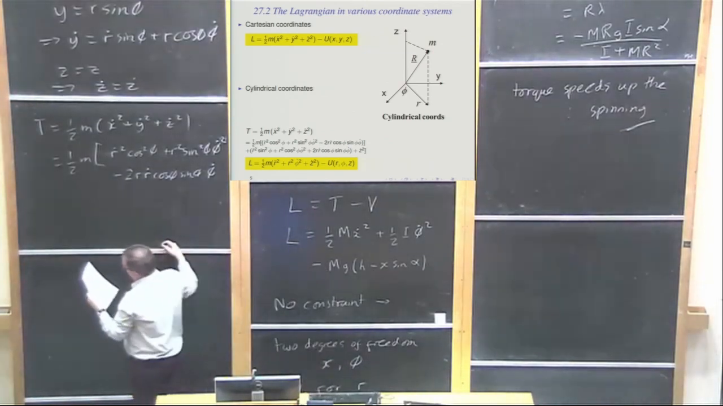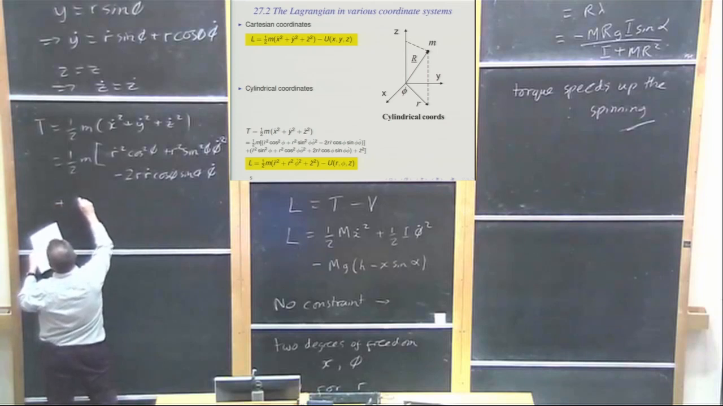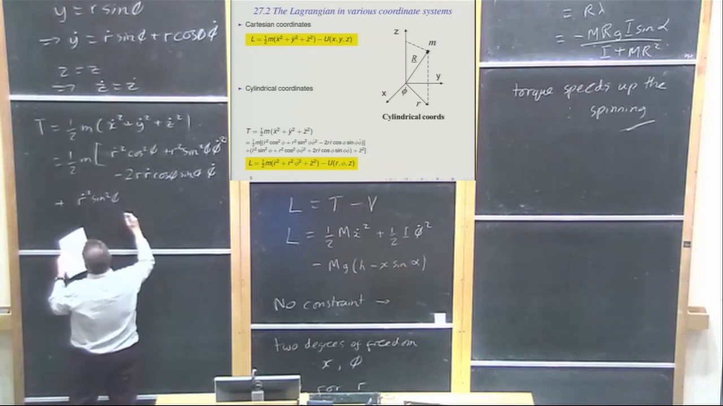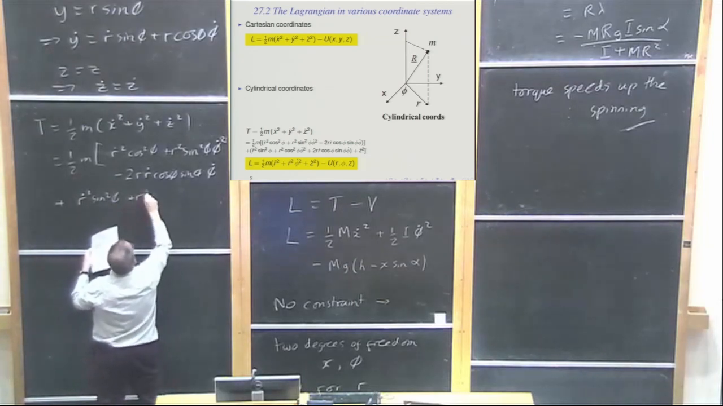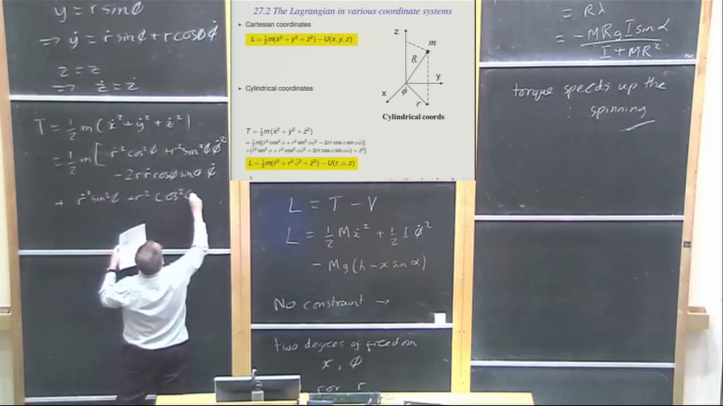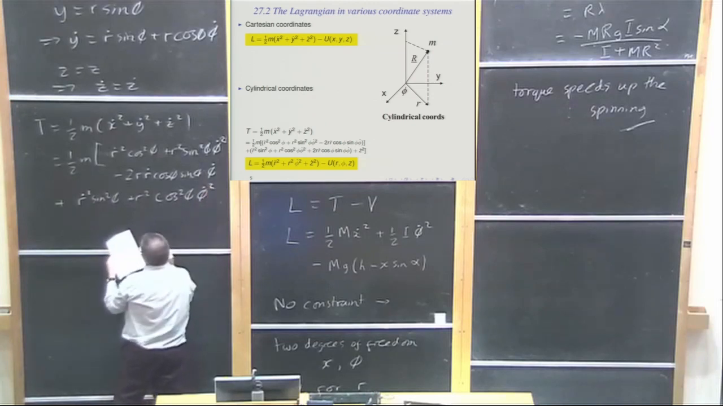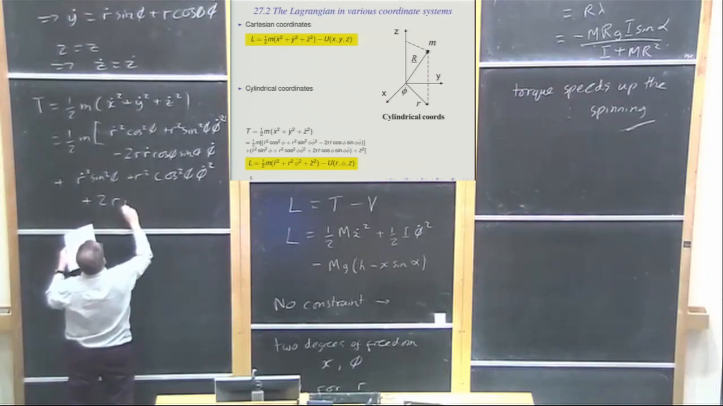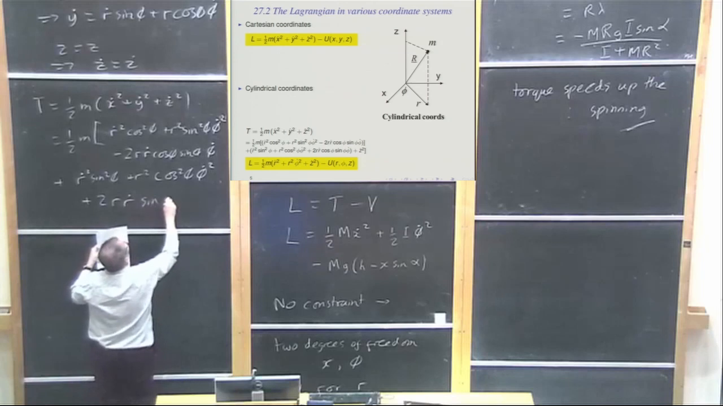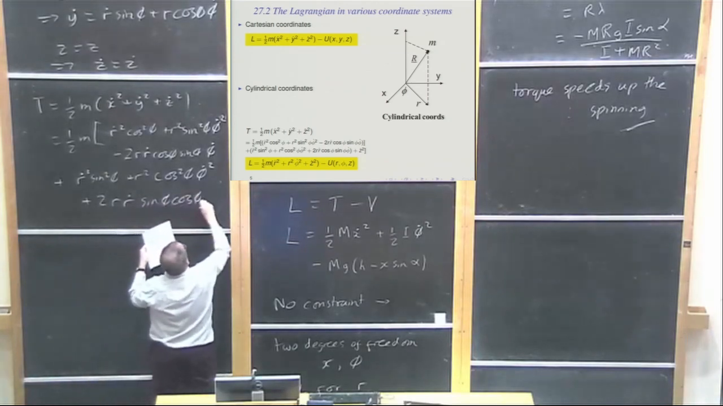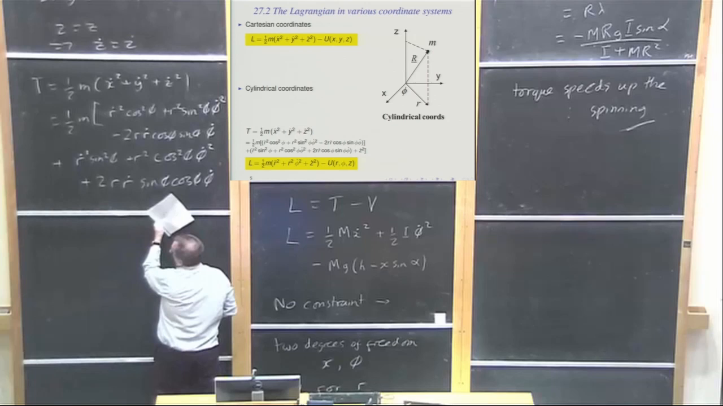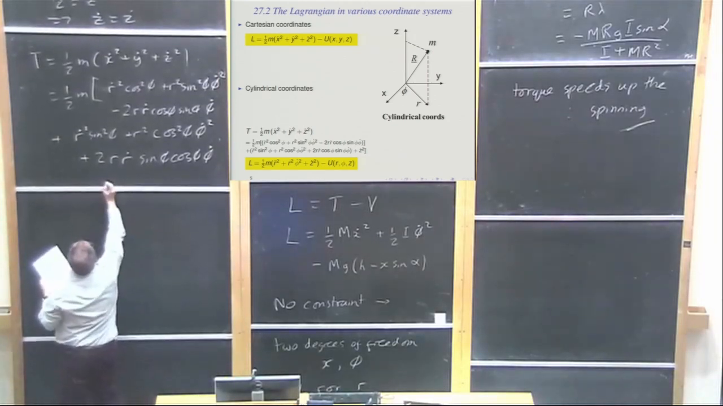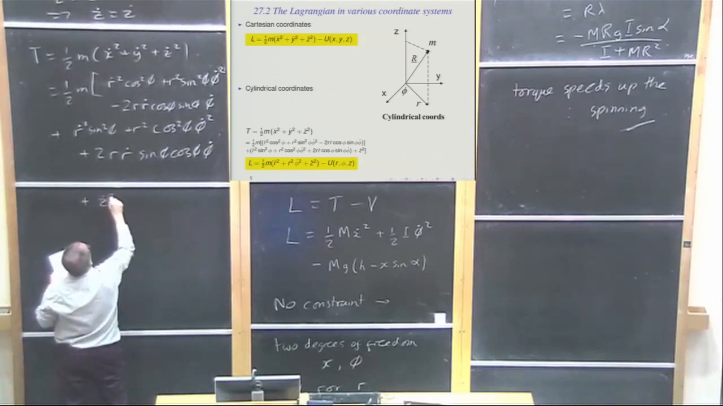Y dot squared will give me again three terms, so r dot squared sine squared phi plus r squared cosine squared phi dot squared. And then the cross term will be plus 2r dot sine phi cosine phi phi dot. And then we shouldn't forget we also have the z dot squared. So we have the plus z dot squared at the bottom.